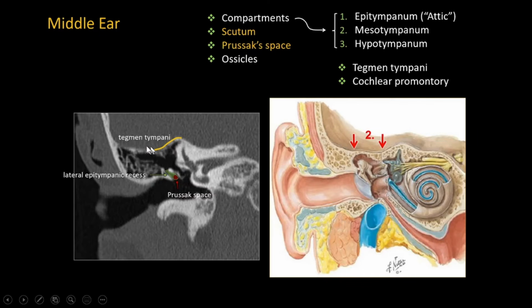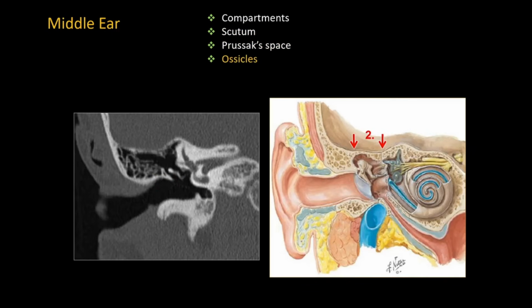Tegmen tympani, we talked about that, the roof of the tympanic cavity, make sure that's intact. And the cochlear promontory is this promontory that's formed by the basal turn of the cochlea. It's an important landmark because certain pathology likes to go there, so it's important also for differential diagnosis. So those are the spaces: Prussak space, scutum. Make sure you inspect them all the time.